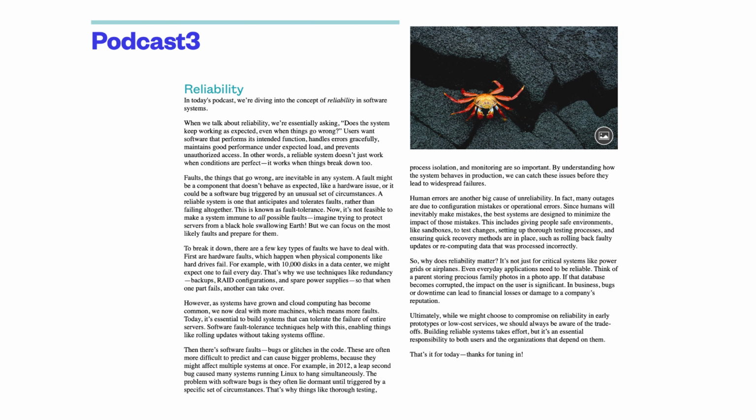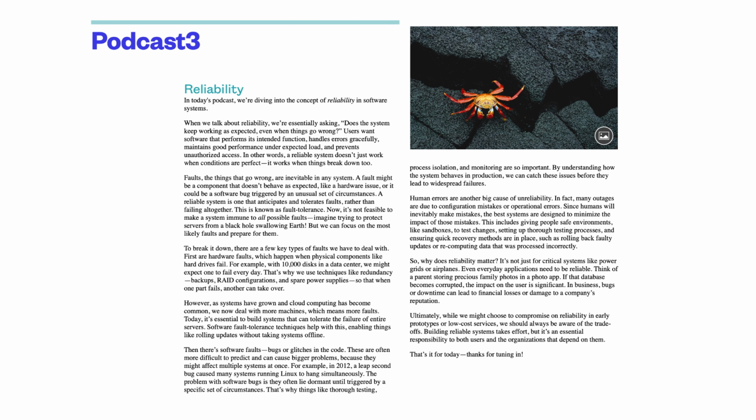Human errors are another big cause of unreliability. In fact, many outages are due to configuration mistakes or operational errors. Since humans will inevitably make mistakes, the best systems are designed to minimize the impact of those mistakes. This includes giving people safe environments, like sandboxes, to test changes, setting up thorough testing processes, and ensuring quick recovery methods are in place, such as rolling back faulty updates or recomputing data that was processed incorrectly.